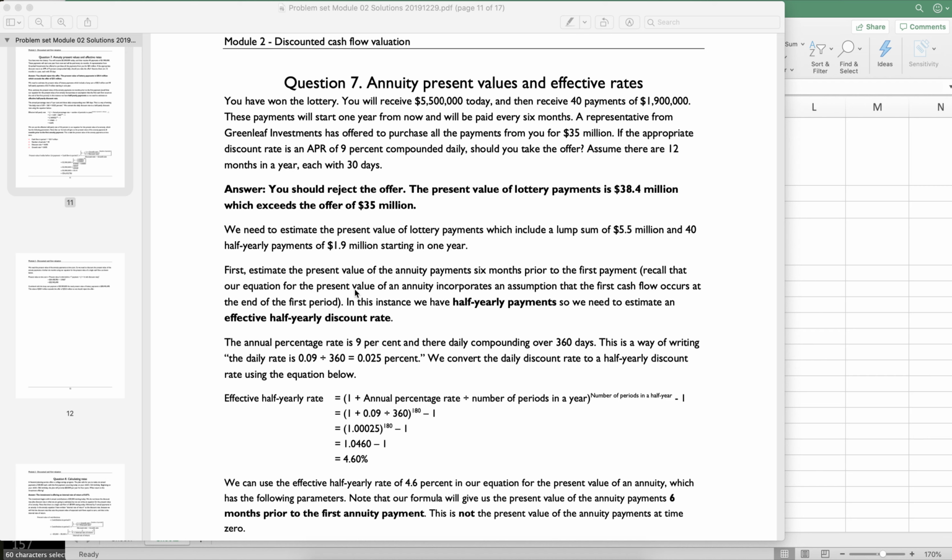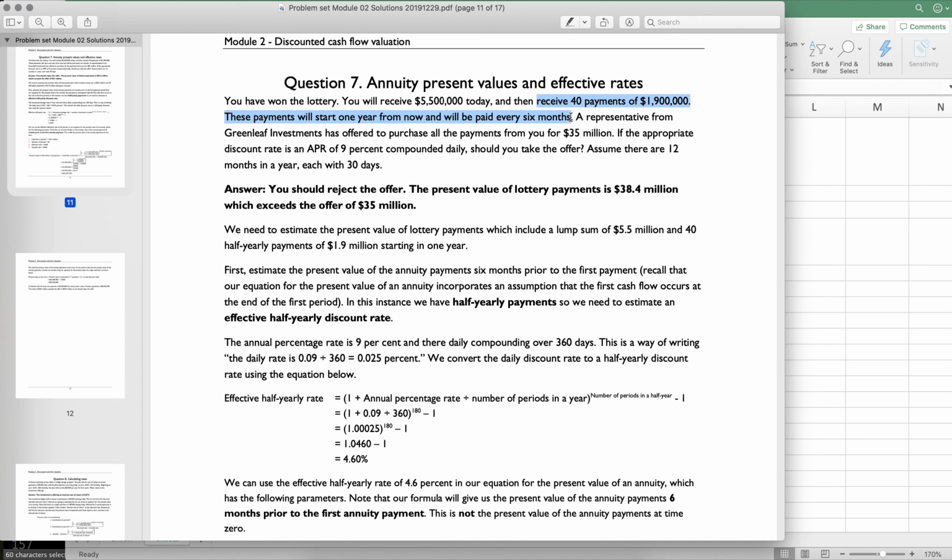Question 7. You have won the lottery. You have a choice. You can receive 5.5 million today, or you can get 40 payments of 1.9 million starting a year from now, but paid every 6 months. So this is going to be tricky because it's an annuity, but you can't do the present value today. You have to do the present value of the annuity starting 6 months from now. But we'll get to that in a second.